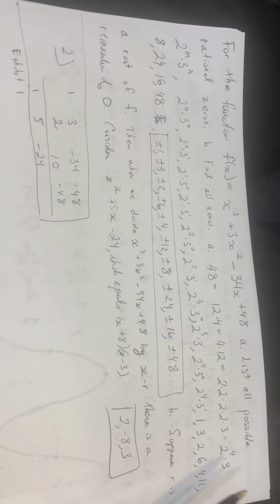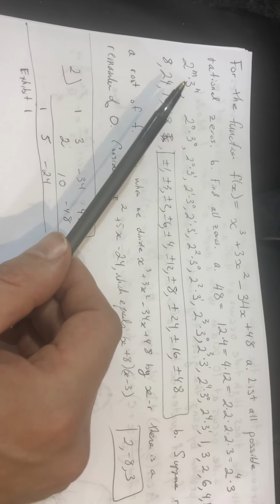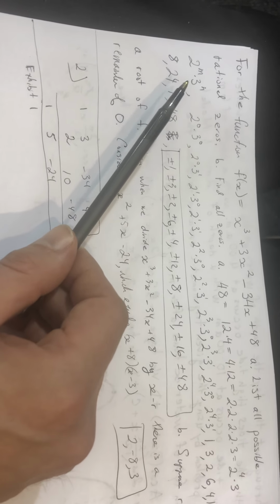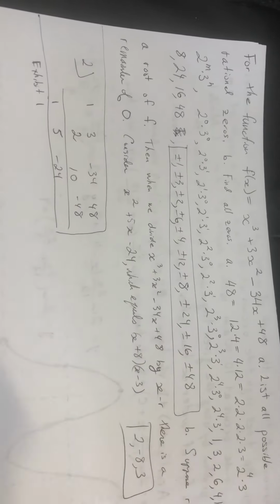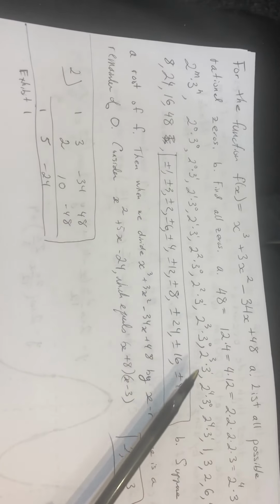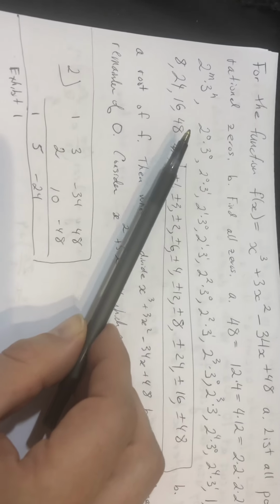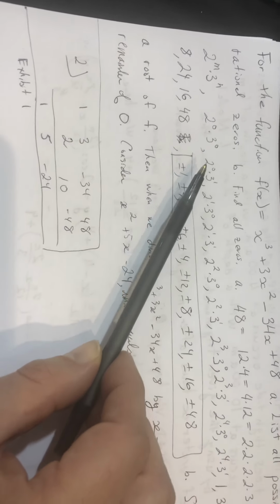And another thing that you should understand is any factor of 48 is going to be of this form: 2 to the m times 3 to the n, where m and n are non-negative integers. And to make sure I'm not leaving any, I'll do it in a methodical way, just like I'm counting. So we have 2 to the 0 times 3 to the 0.